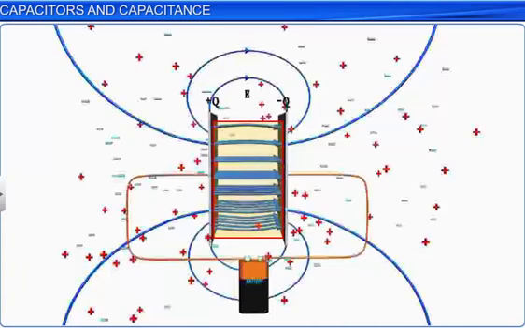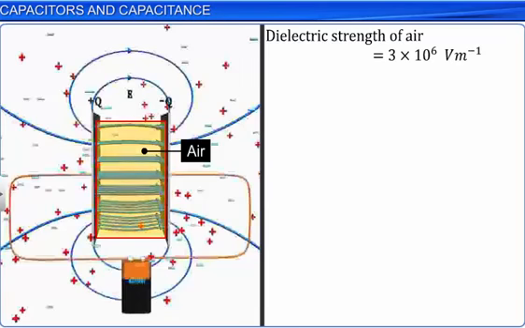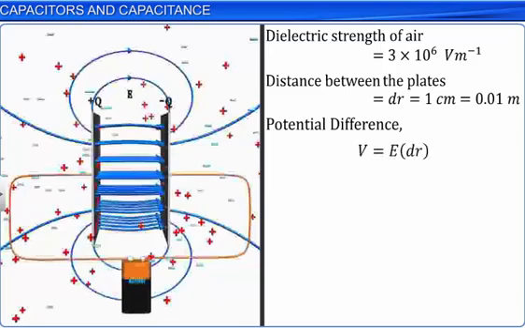If the intervening medium is air, then the corresponding dielectric strength is 3 × 10⁶ volt per meter. If the distance between the plates is d equal to 1 centimeter or 0.01 meter, then the corresponding potential difference V can be obtained by using the relation V is equal to Ed. Substituting the values of the above parameters, we see that V is equal to 3 × 10⁴ volt.